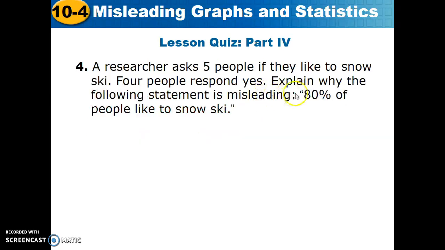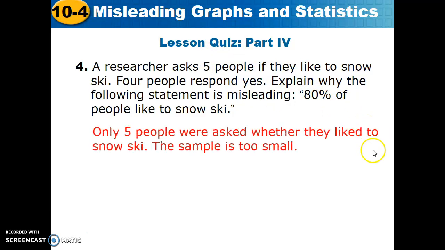And part 4, a researcher asked 5 people if they like to snow ski. 4 responded yes. Explain why the following statement is misleading. 80% of people like to snow ski? Well, while they might like to, I doubt they can afford it. We've got a way too skinny sample, and 5 people is way too small to consider it representative of the entire population.